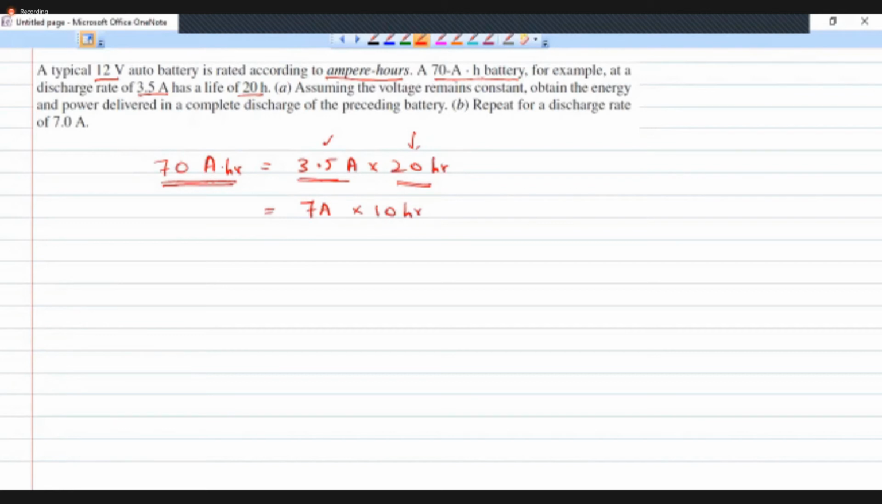So since this is a 12 volt battery, it is capable of delivering this 3.5 ampere at 12 volt. Okay. Similarly, it is capable of delivering 7 ampere, twice the current, at 12 volt. If you draw half the current of 3.5 ampere, half of this, then it is capable of delivering 1.75 ampere for 40 hours. So that's the math that we have to do.